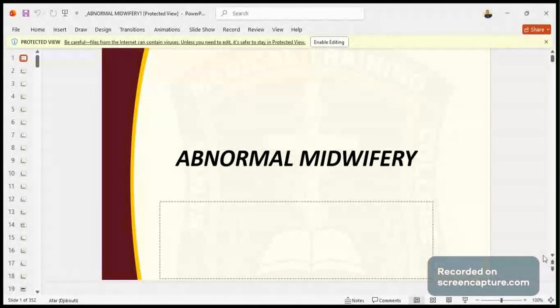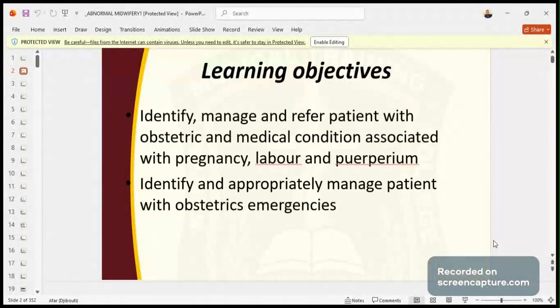Okay, so abnormal midwifery. We are going to identify and manage and even be able to refer patients with obstetric and medical conditions which are associated with pregnancy, labor, and puerperium. You really need to know the distinction between obstetric condition and gynecological condition.